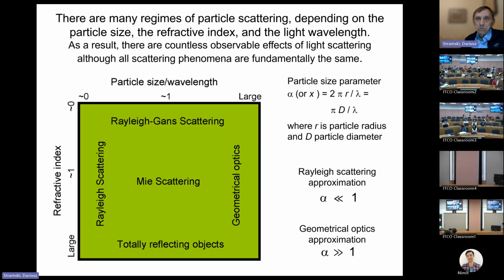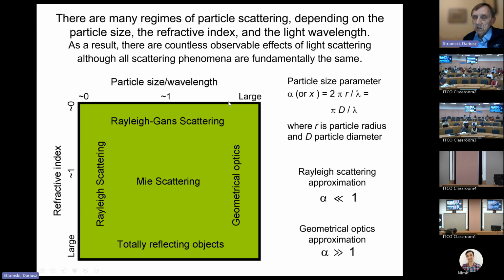And there are many regimes of particle scattering depending on the particle size, refractive index, and light wavelength. So the terminology, as I mentioned, can be confusing, but there are countless observable effects of light scattering. Although all scattering phenomena are fundamentally the same, and I would like to refer you to this oscillating dipole mechanism in that sense. But here you have a graph where different terms are being used for scattering within different domains of refractive index and particle size relative to wavelength.